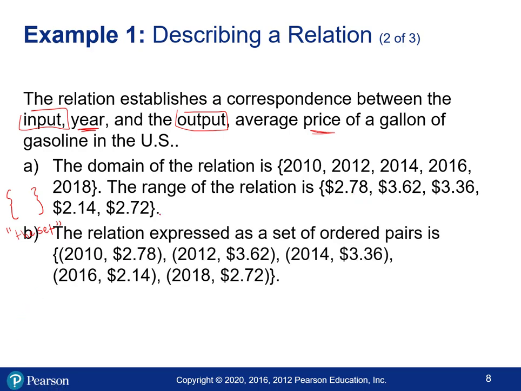And then part B, the relation expressed as a set of ordered pairs. Remember, we learned about this when we were talking about graphing: in every ordered pair, the order matters. X is always first, Y is always second, and X is our inputs. Let me write this off to the side here. The input goes first, and then the output is listed next to the input that it came from, and that is our Y value. Notice we have 1, 2, 3, 4, 5 ordered pairs in our set. Input is the year, output is the gas price, and we do that for all 5 years.